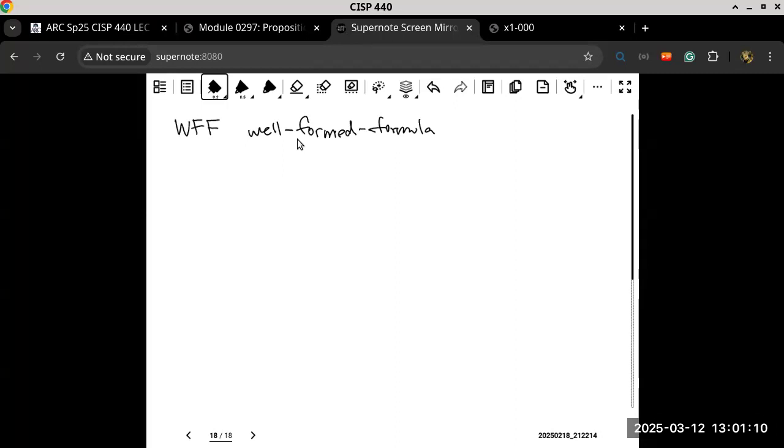Okay. So from our perspective, WFF is really just saying that an expression is syntactically correct. So what is not syntactically correct? Let's look at something that is not syntactically correct. That is not syntactically correct because conjunction needs two operands, and I'm only giving it one.